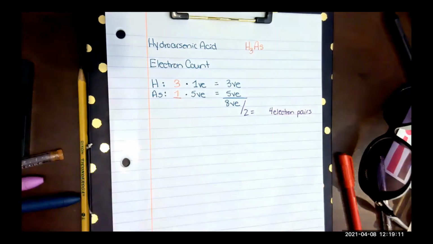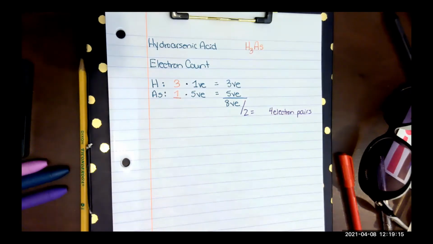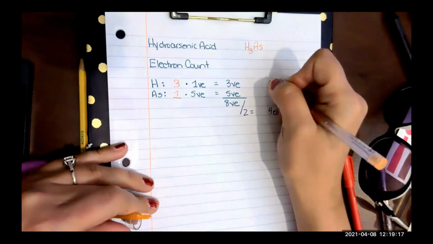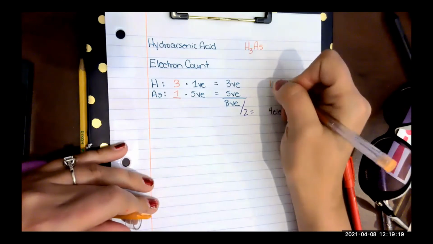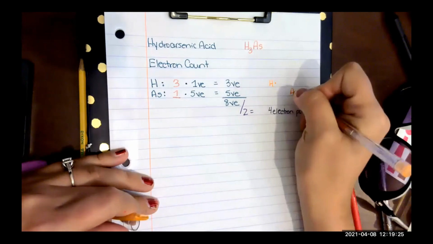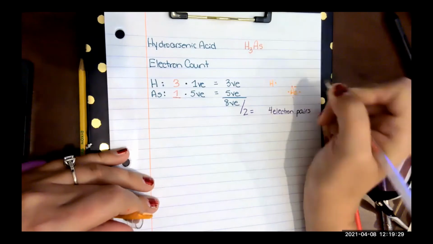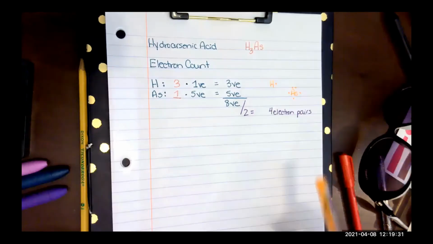Now, remember, it's always recommended to draw your Lewis dot. So hydrogen has 1 dot out here. And arsenic has 3 dots and 2 up here. So arsenic's going to be your central atom. Now, hydrogen's always terminal. So that means it's always on the end.